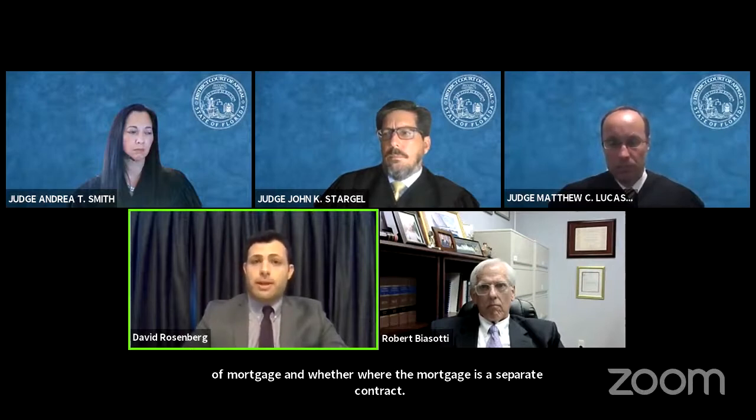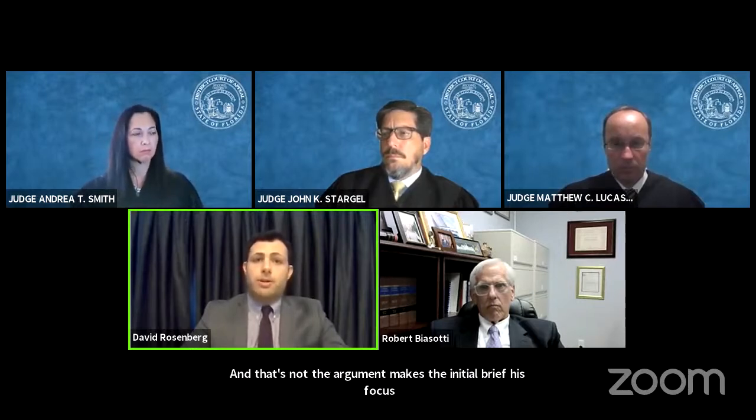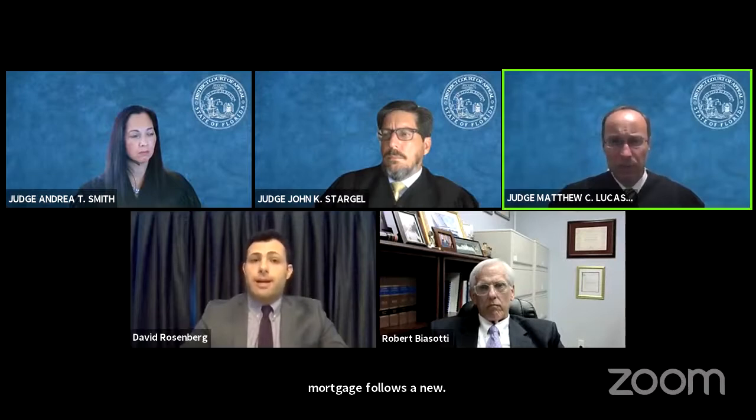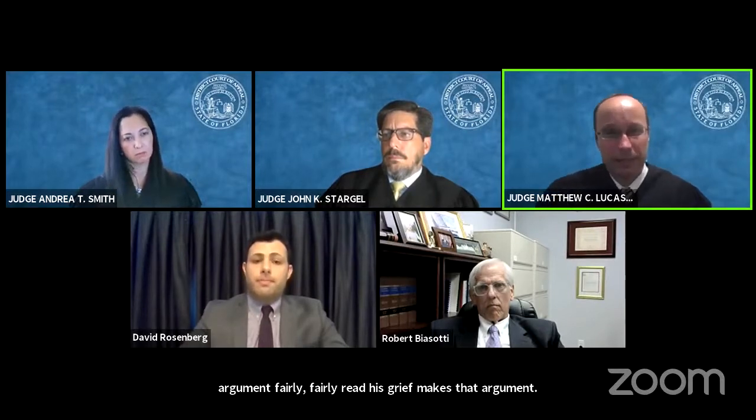I was also in that case. And that's not the argument he makes in the initial brief. His focus is on the note, and he says that US Bank is the owner assignee of the note. And he admits correctly that the mortgage follows the note. He doesn't claim the mortgage is a separate contract. His focus is on the note. In fact, his brief makes that argument. Fairly read, his brief makes that argument. I don't think you can just breeze past it.